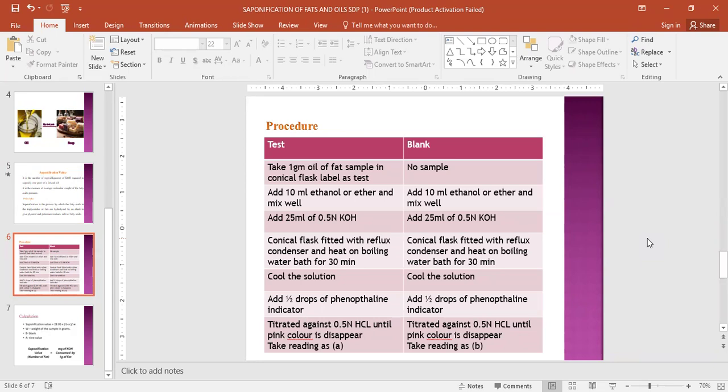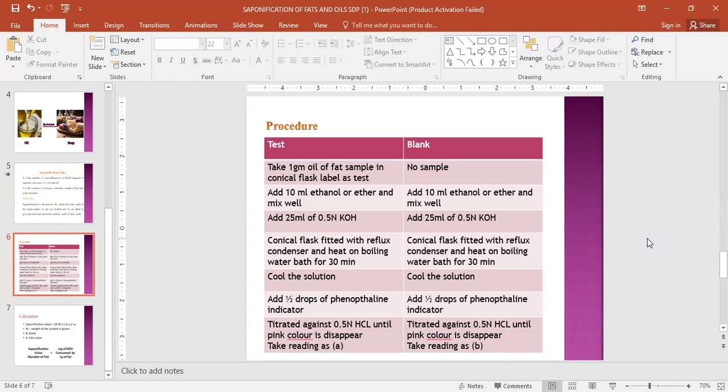The next step is to add 10 ml of ethanol or ether to the first test conical flask and mix well with the stirrer, so that the fat is well dissolved in the solvent and is ready to react with the KOH.